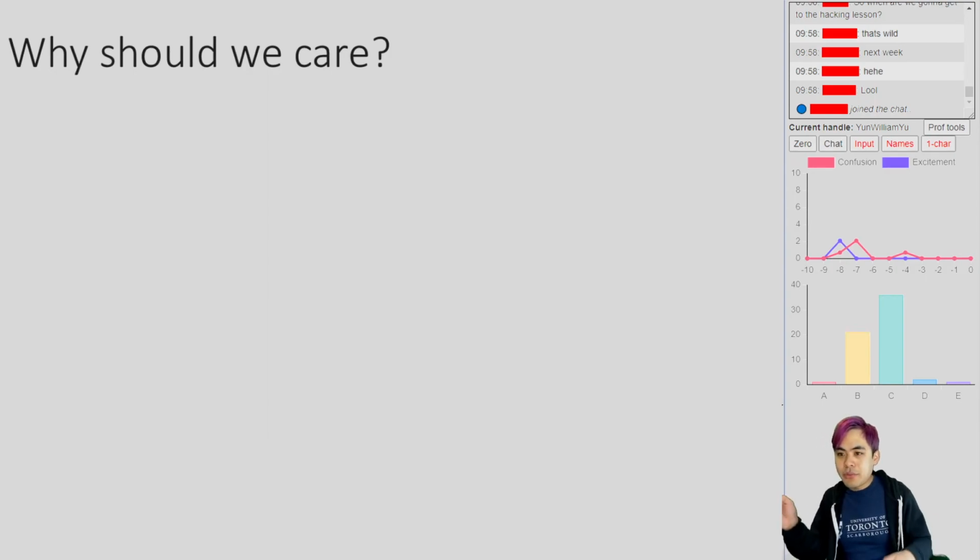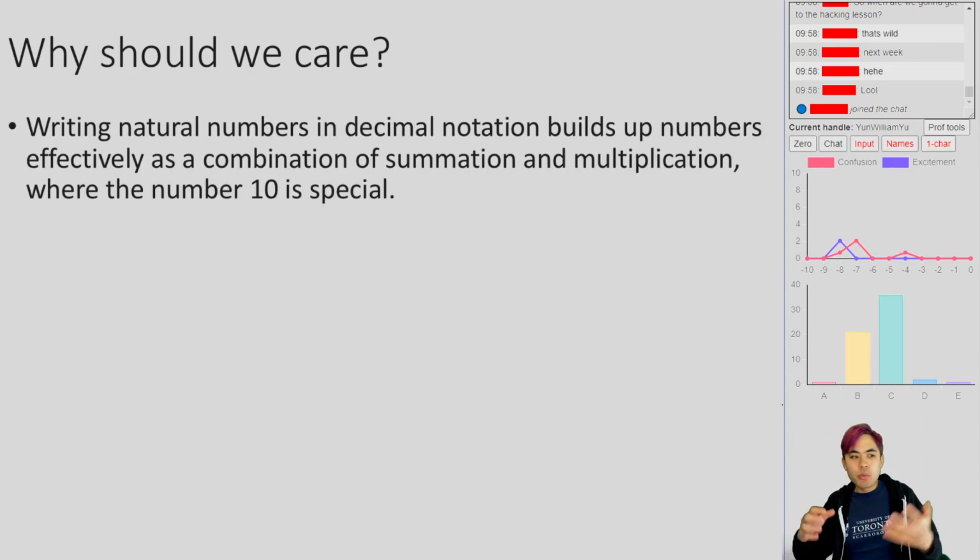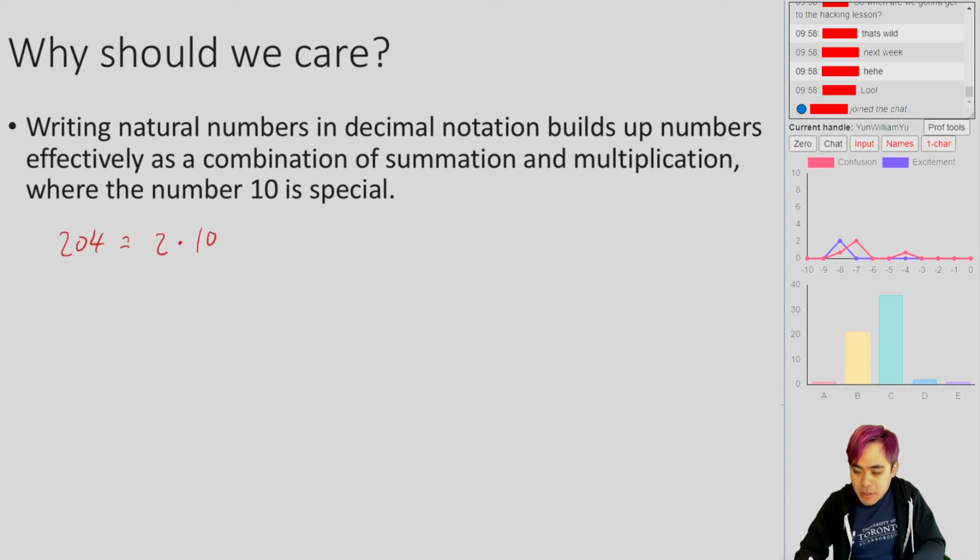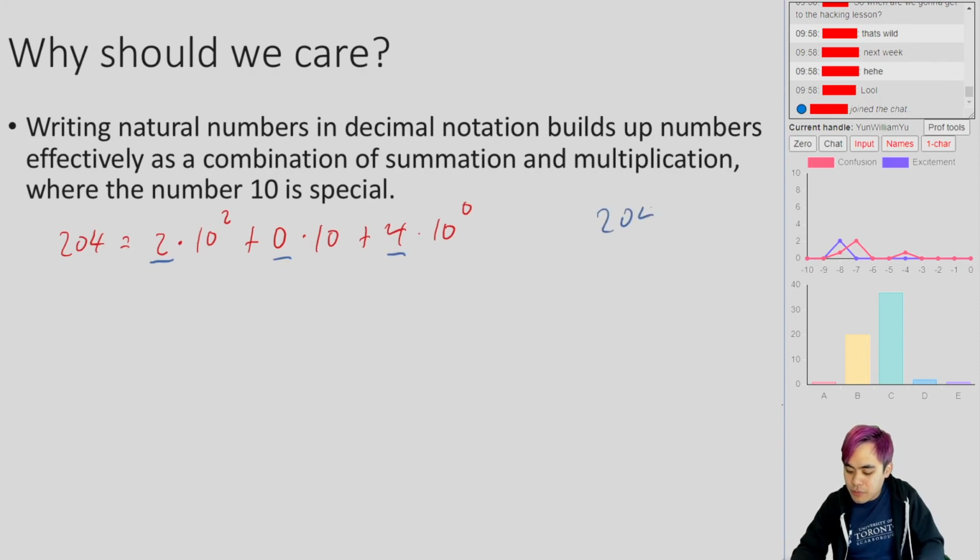Well, it turns out that there are a bunch of different ways of writing up numbers, and they all have slightly different properties. One of the major ways we use to write up numbers is decimal notation, where the number 10 is special. For example, 204 is equal to 2 times 10 squared plus 0 times 10 plus 4 times 10 to the 0, because 10 to the 0 is 1. And if you just look at the initial numbers, that's how we get our notation 204.